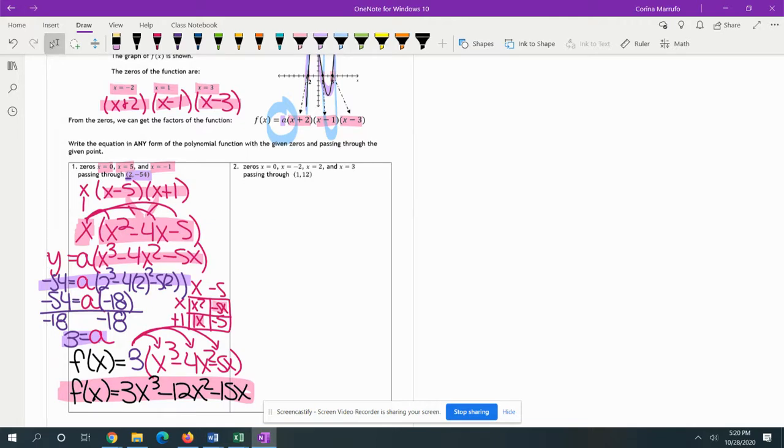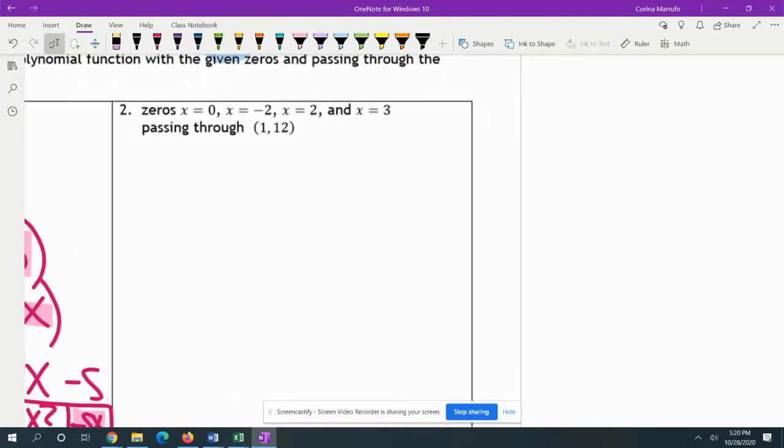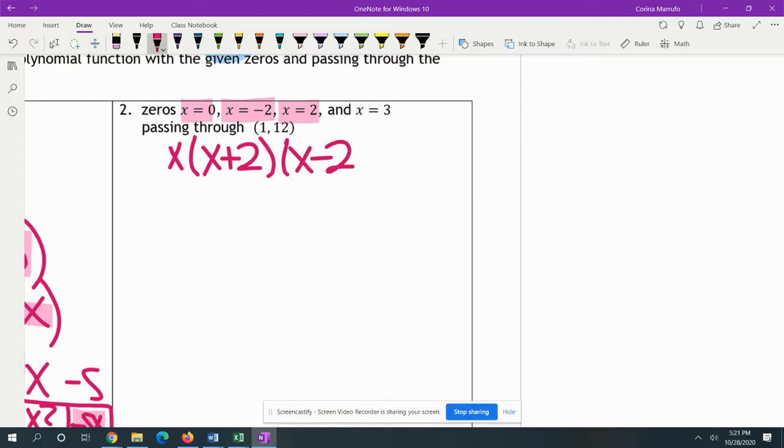Okay, so we start off with the zeros that they give us. So here they give us a few more zeros than we had earlier. So here we have x equals 0. So if x equals 0 is a 0, then that means that your factor is just x. Okay, the next one, if x equals negative 2 is a 0, then that means that x plus 2 is a factor. If x equals 2 is a 0, then that means that x minus 2 is a factor. And last, if x equals 3 is a 0, then that means that x minus 3 is a factor.